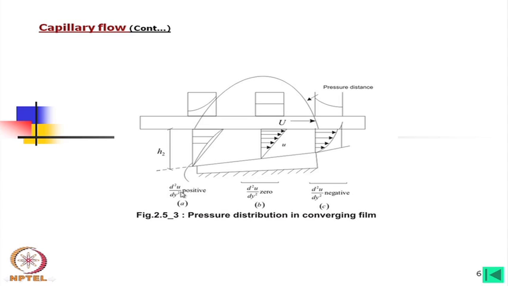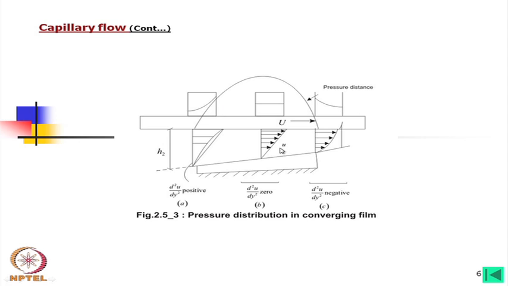Now, this means that here del square u by del y square is positive. In this case it is 0 at the middle where the gap is h, you can say, and here it becomes negative, which is also shown in this form.